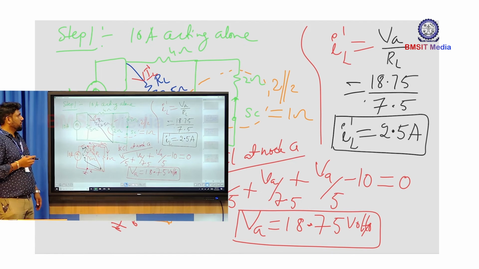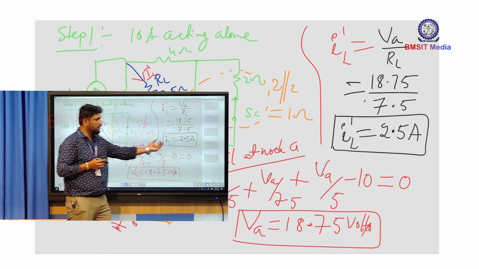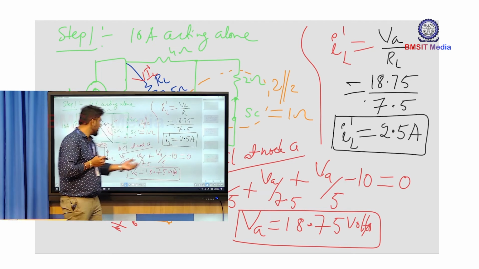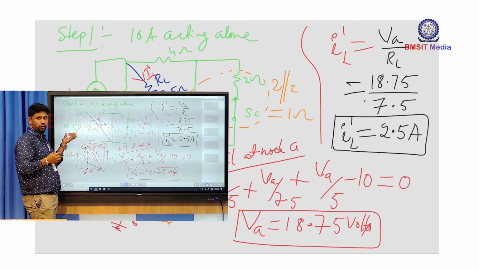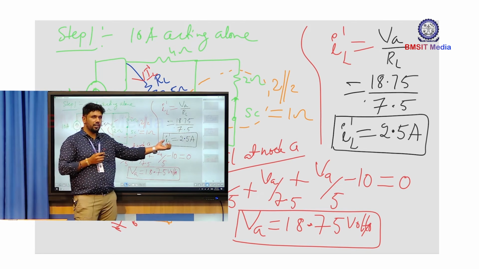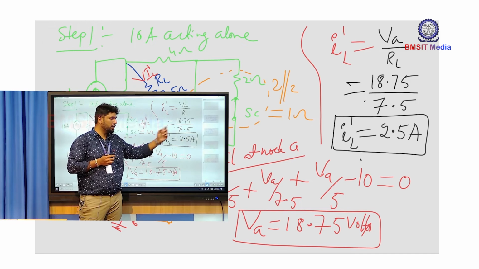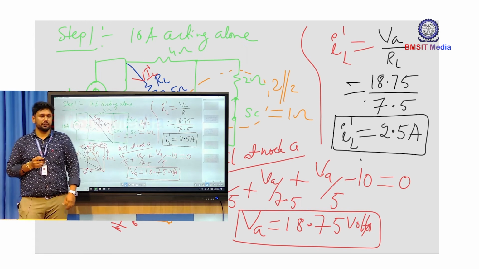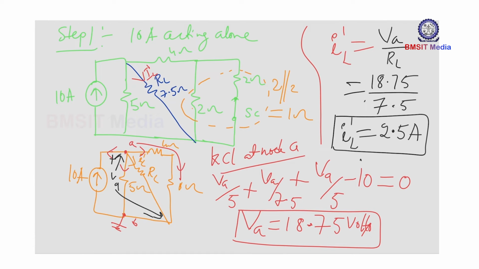So that's the solution from step 1. This is a part of the solution here. That is, when I consider only the 10 ampere current source, the response we got is IL dash, 2.5 ampere. So hope this part is clear. Now let us move on to the next case.